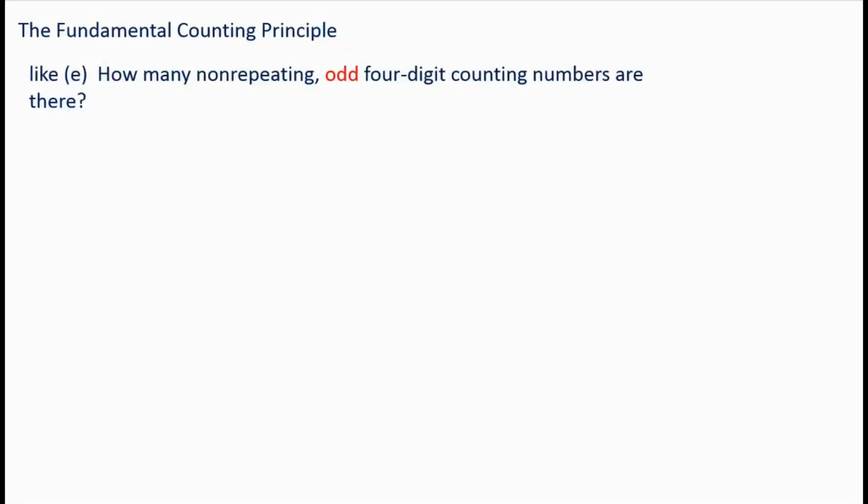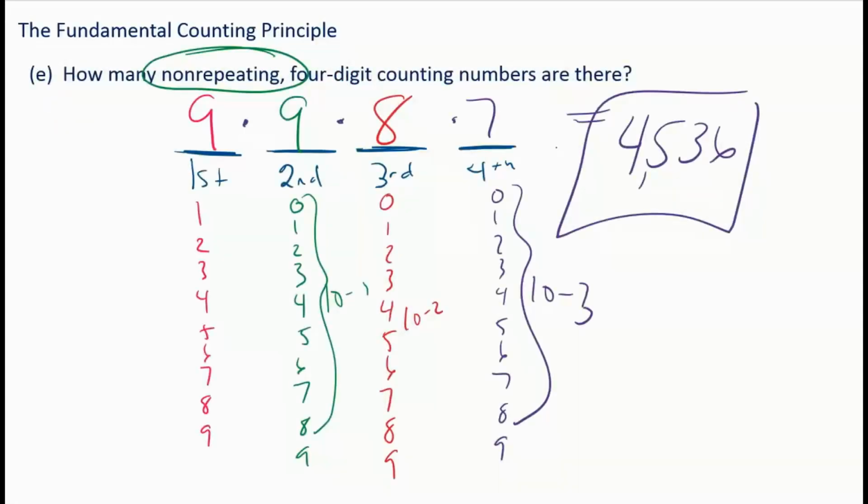Now, at first thought, you might just think half of the numbers are even and half of the numbers are odd. If you thought that, don't feel bad, because I did too. At first thought, I thought, why don't we just take the answer we got before, there you are, 4,536, and just cut it in half? Because half of these numbers ought to be even and half of these numbers ought to be odd. Well, it turns out it's not as simple as that.